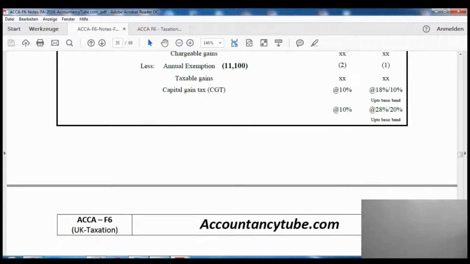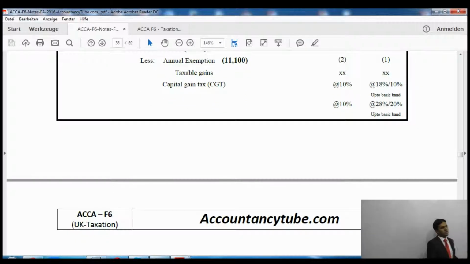After that we'll deduct the annual exempt amount or annual exemption. Again the preference is to deduct it out of the assets not qualifying for entrepreneur relief first, then against the assets qualifying for entrepreneur relief. After that it is going to be our taxable gains on which we have to pay tax.